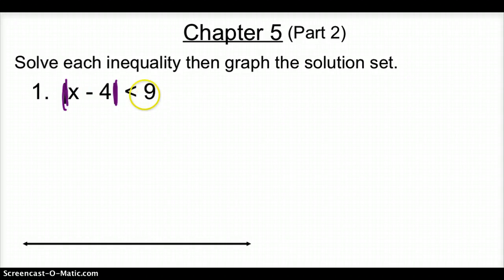Now, the very first thing that we do with absolute values, we have to take out whatever's inside the absolute values if the absolute values are by themselves. So the absolute values by themselves, so we take out the x minus 4 and then bring down our less than 9. So that's one thing that we have to do.